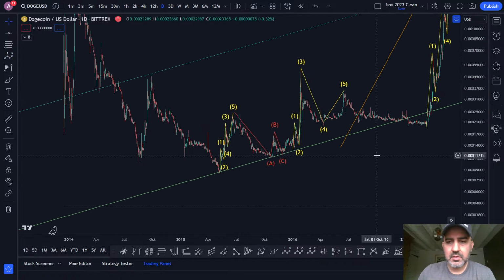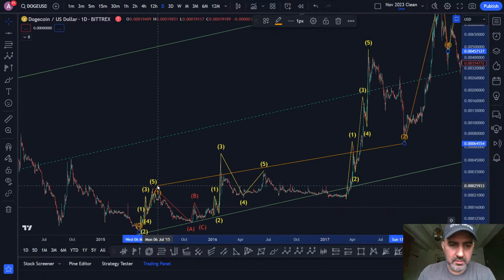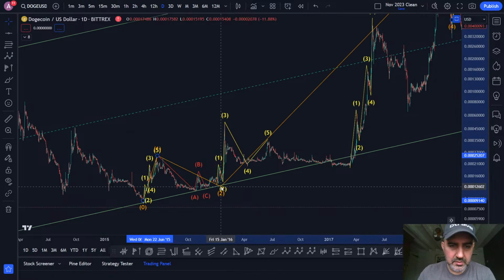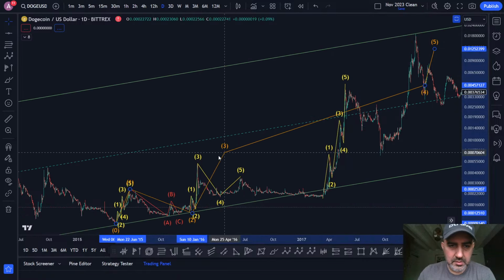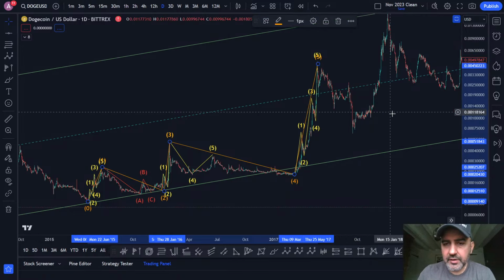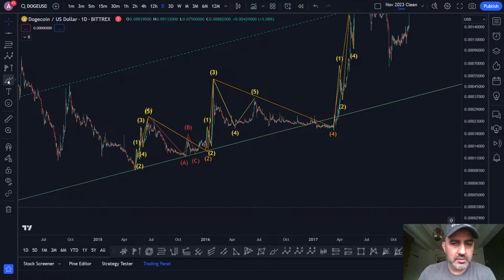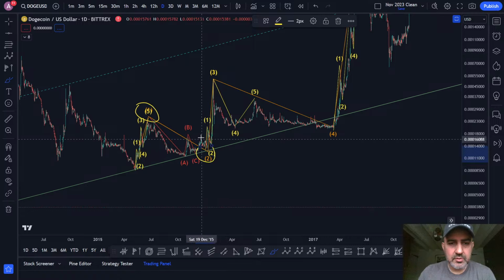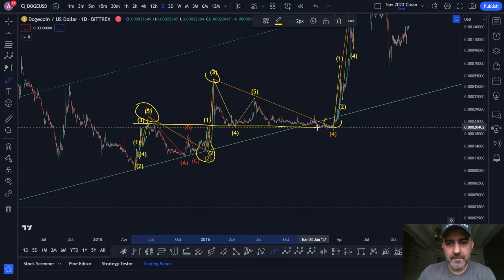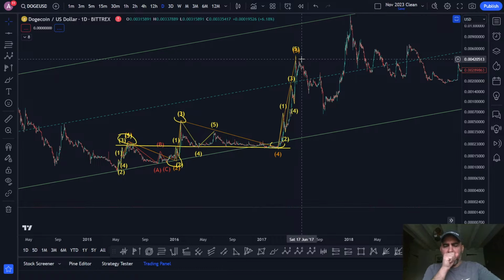Would that be your 3? And this was your 5? No. That's your 1. That's your 2. That's your 3. That's your 4. That's your 5. That actually works, because this is your 1, 2, 3, 4. The 4 doesn't go underneath the 1, and you have a really expansive 5. Okay, that works.